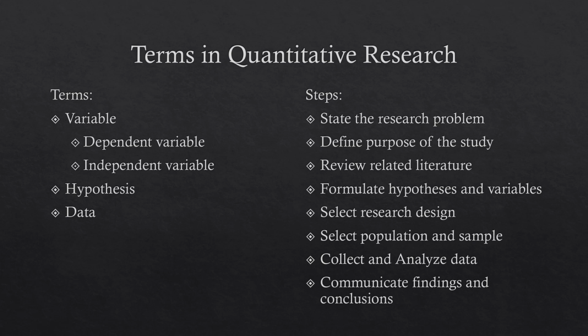Then we formulate our hypothesis and our variables. What do we think is going to happen, and what are our dependent and independent variables? Then we select what type of research design we're going to use. There are different types of research, and some work best for some problems and some work best for others. Then we select our targeted population and our sample. This is the who part of our research.